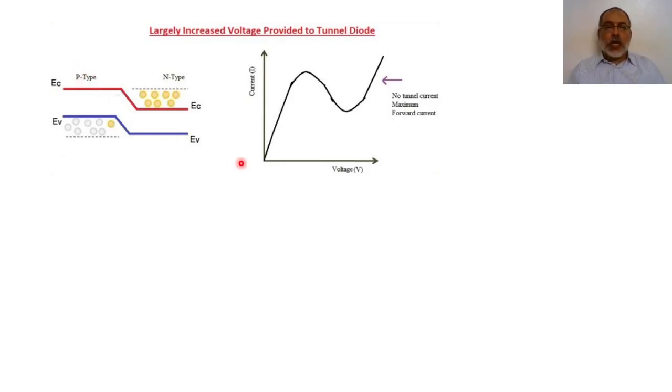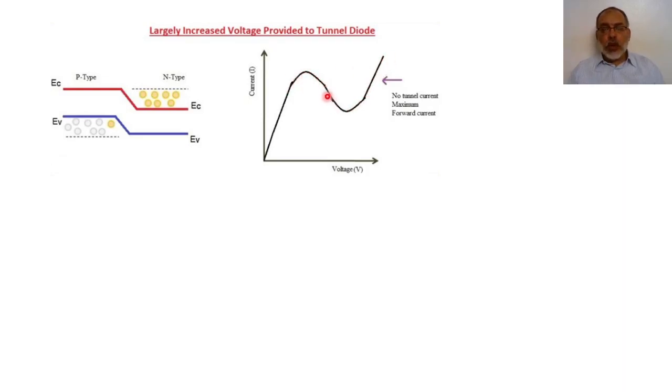So the IV characteristic of the tunnel diode would look like this. At the beginning, it would be completely tunneling current, and after a while, the tunneling current will decrease until I reach a certain level such that the current will be a forward or normal forward current.